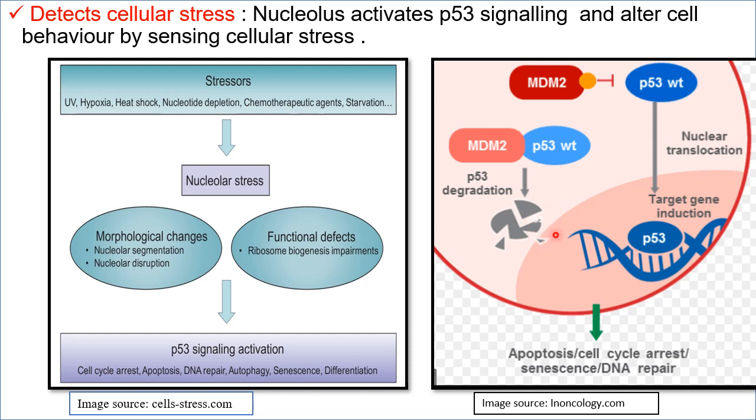But during nucleolar stress, what happens? Some nucleolar proteins bind to MDM2 and inhibit it, and due to inhibition of MDM2, p53 is activated, and ultimately it leads to changes in the behavior of the cell. Thus, we can say that the nucleolus helps to detect cellular stress, and it maintains cellular homeostasis with the help of various types of mechanisms.